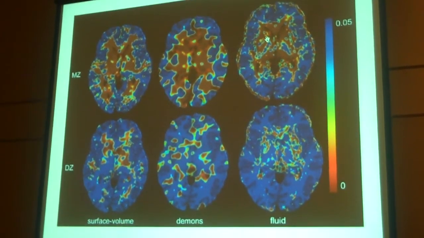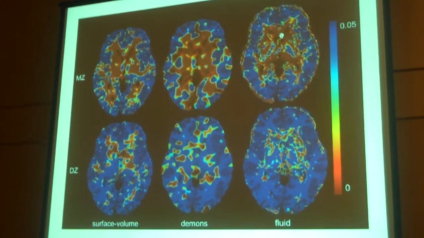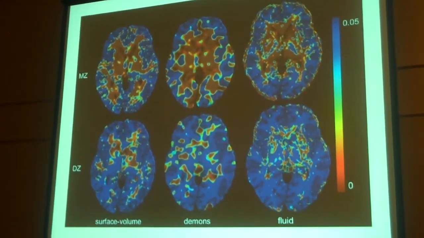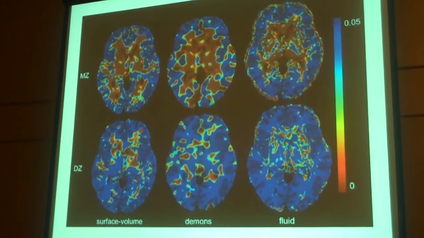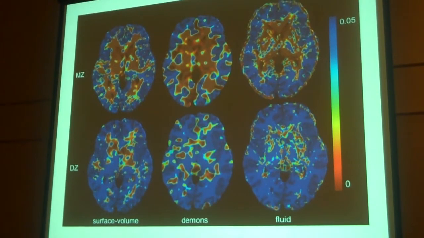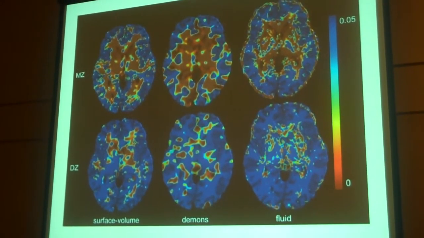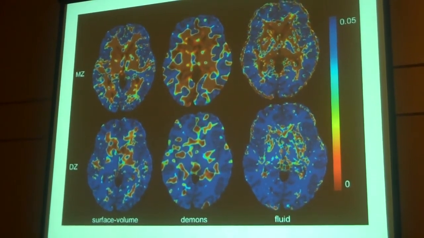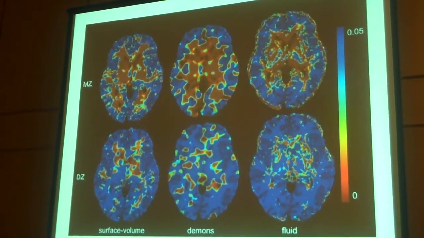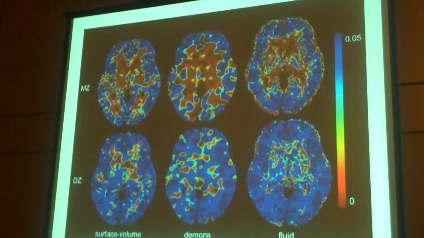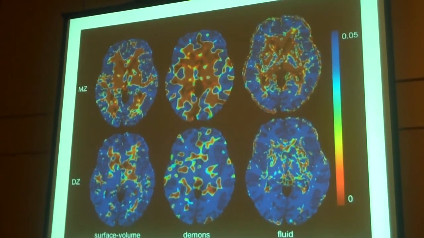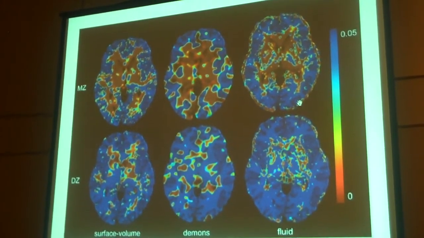For the fluid registration, the internal structures were more similar across identical twins. I forgot to say, the superior row is showing you the identical twins comparisons, and the inferior row is showing you the fraternal twins. MZ and DiZ stand for monozygotic and dizygotic twins. And as expected, we saw more correlated significant areas, p-values, for the monozygotic, the identical twins, compared to the fraternal twins.